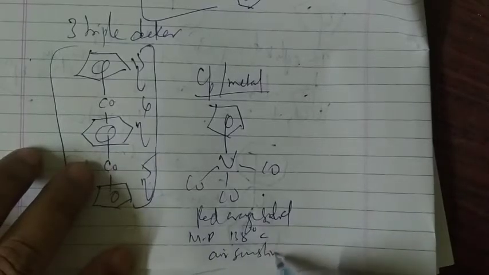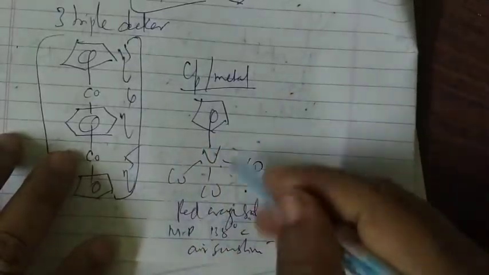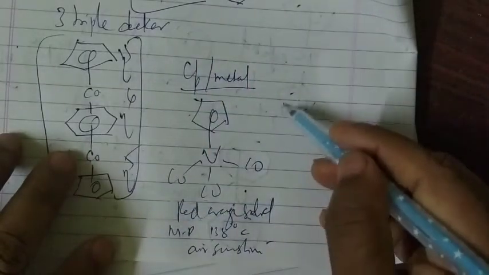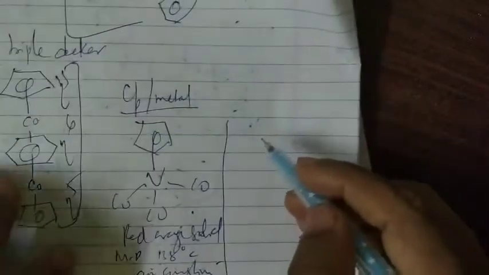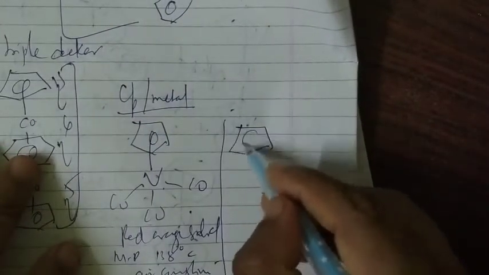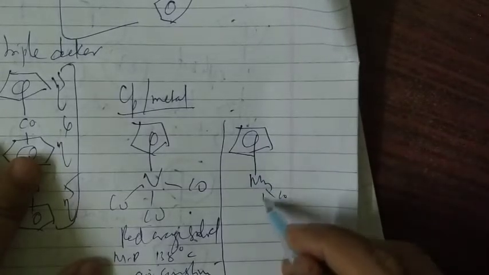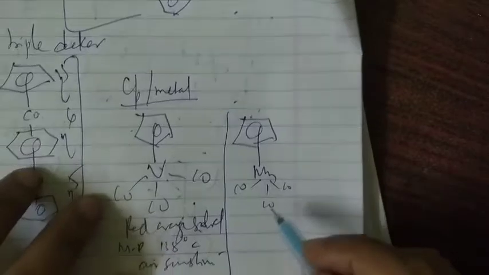This is air sensitive. That means in the air it becomes unstable, so very sensitive. So there should not be air present, otherwise this will be degraded. Similarly, one more compound of manganese, with a single atom and a single cyclopentadienyl ring, is there. Such compounds we can also see in the metallocenes in organometallics.